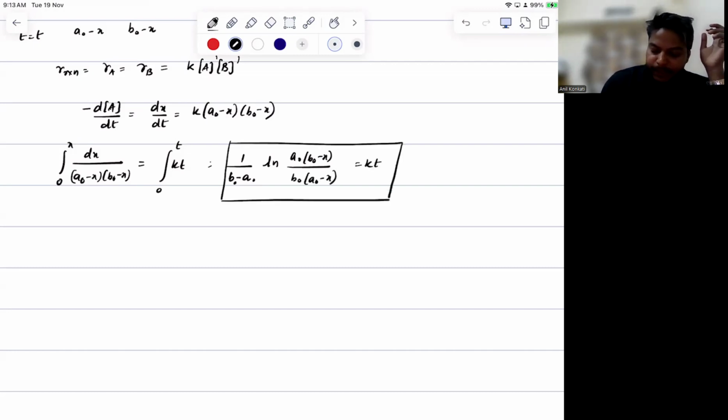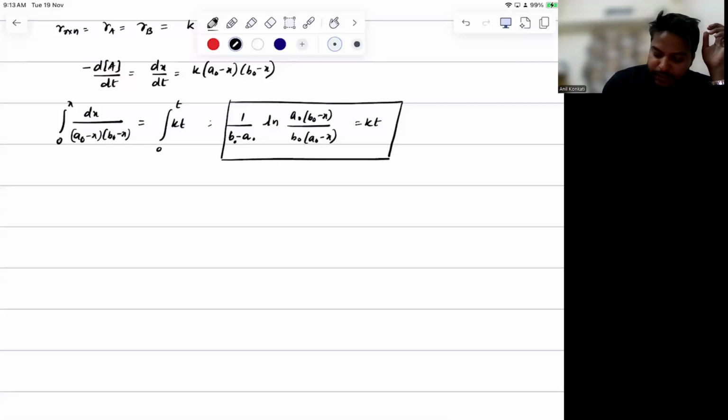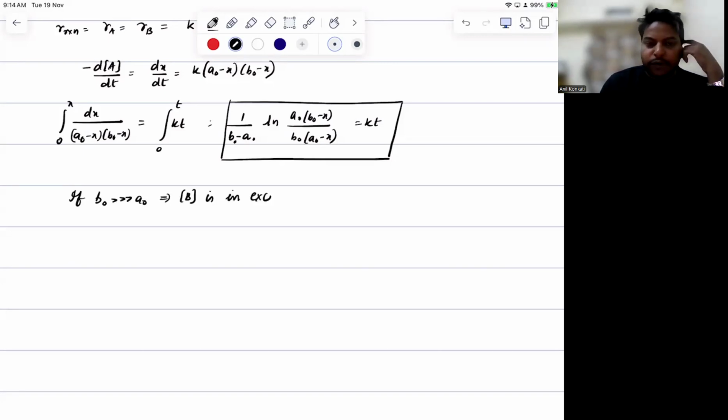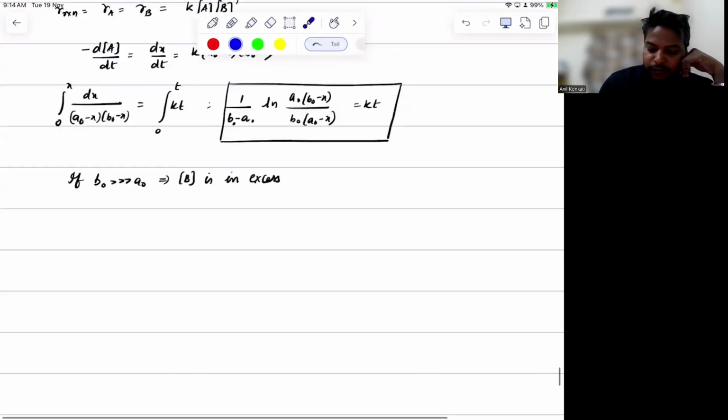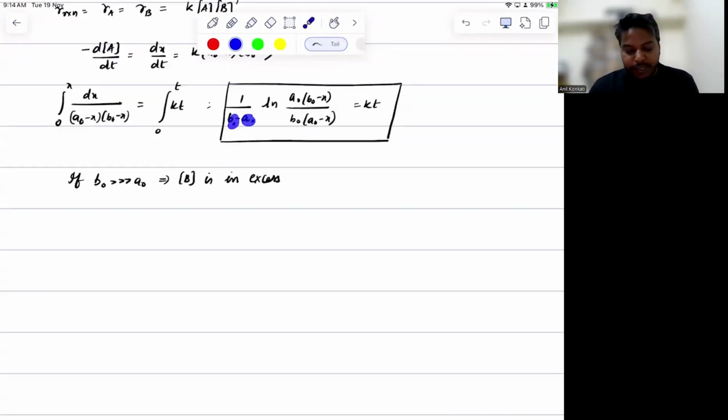Now imagine if B is in excess, if B naught is far greater than A naught, which implies the concentration of B is in excess. Just like if you take water, the concentration of water is high. So you can ignore A in front of B. And therefore, B naught minus X, I can simply write as B naught, and A naught minus X, I can simply write as A naught minus X.